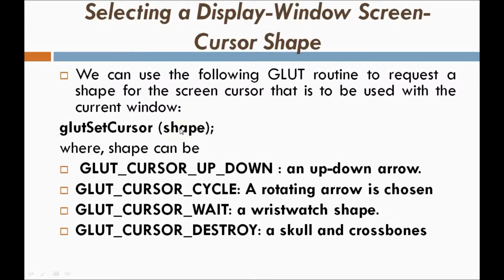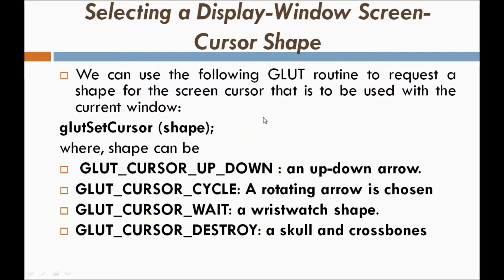See, shape can be of different types. With GLUT_CURSOR_UP_DOWN, the shape will be an up-down arrow. GLUT_CURSOR_CYCLE gives a rotating arrow. GLUT_CURSOR_WAIT displays the wristwatch shape. If it is a cycle, a rotating arrow. If it is cursor up down, it is the same up-down arrow. If it is GLUT_CURSOR_DESTROY, it is a danger symbol, a skull with crossbones.